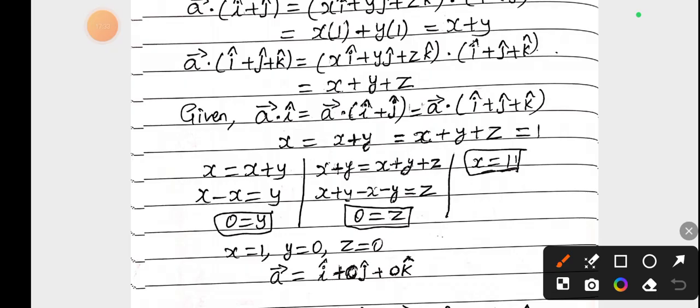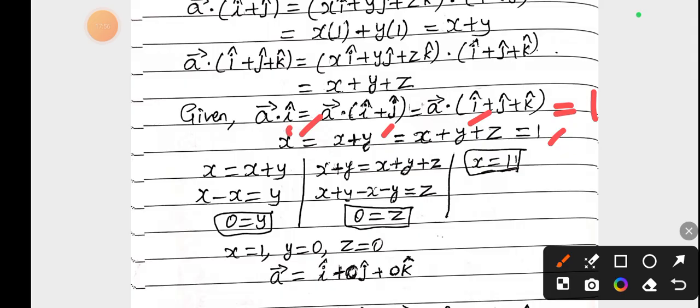A vector dot i plus j cap equals A vector dot i plus j plus k equals 1. Actually, here itself 1 will come. So A vector dot i is x. A vector dot i plus j is x plus y. These are all given in the question. A vector dot i plus j plus k is x plus y plus z equal to 1.